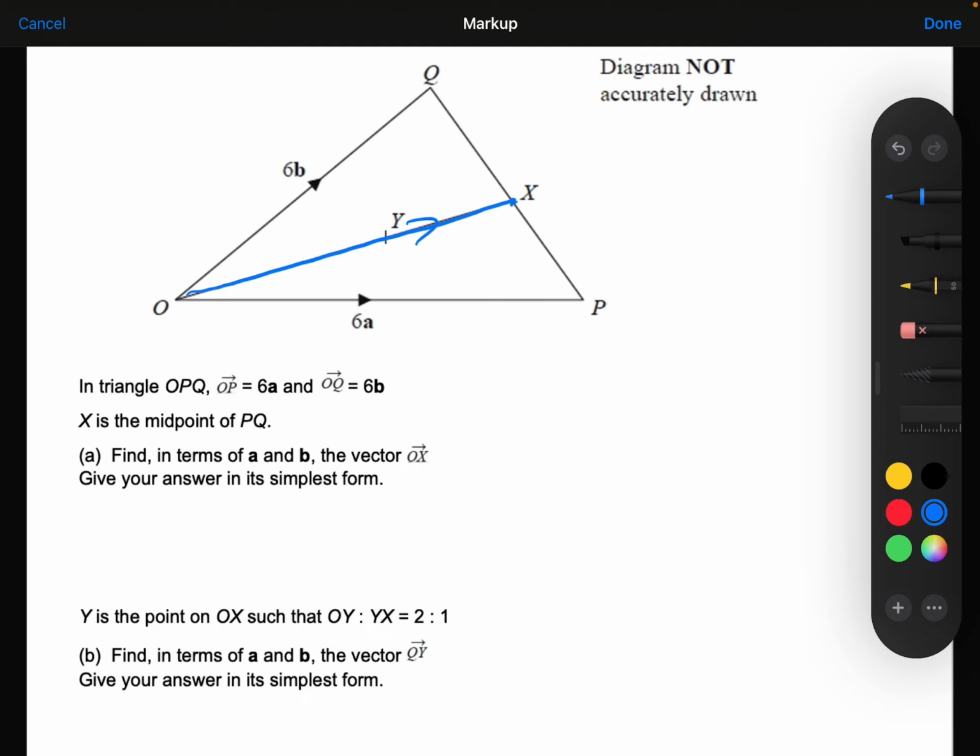To do that, I'm going to go from O to Q, and then from Q to X. Now the OQ, I know what that is, just the 6b, so that's fine. The QX, I'm not entirely sure what that is at the moment, but I do know that this is going to be equal to half of the whole of the QP, because X is the midpoint.